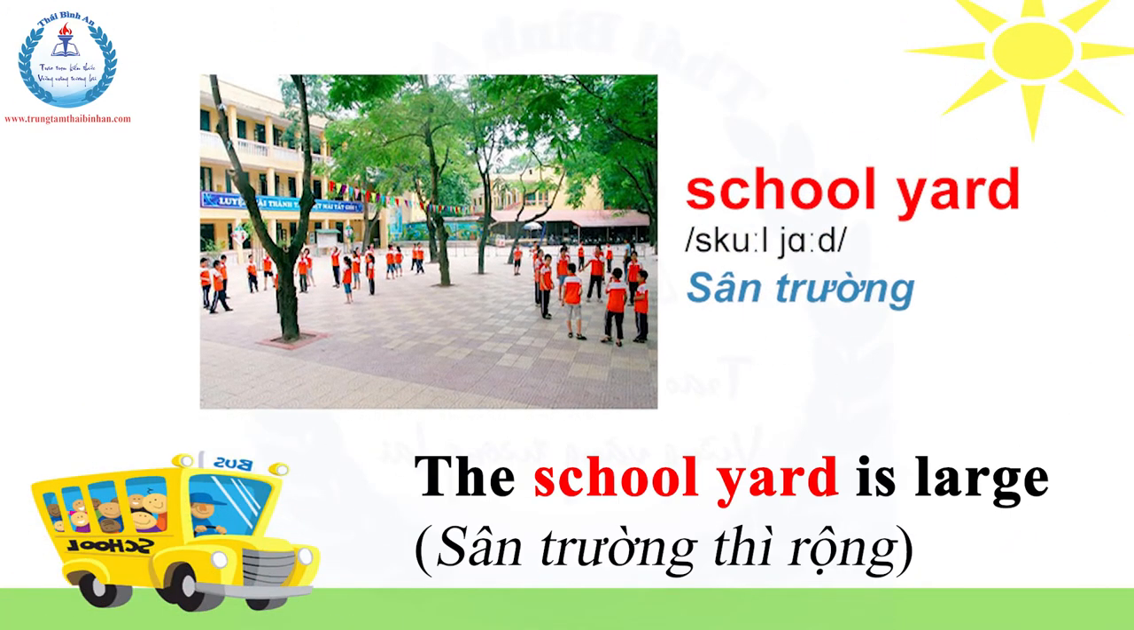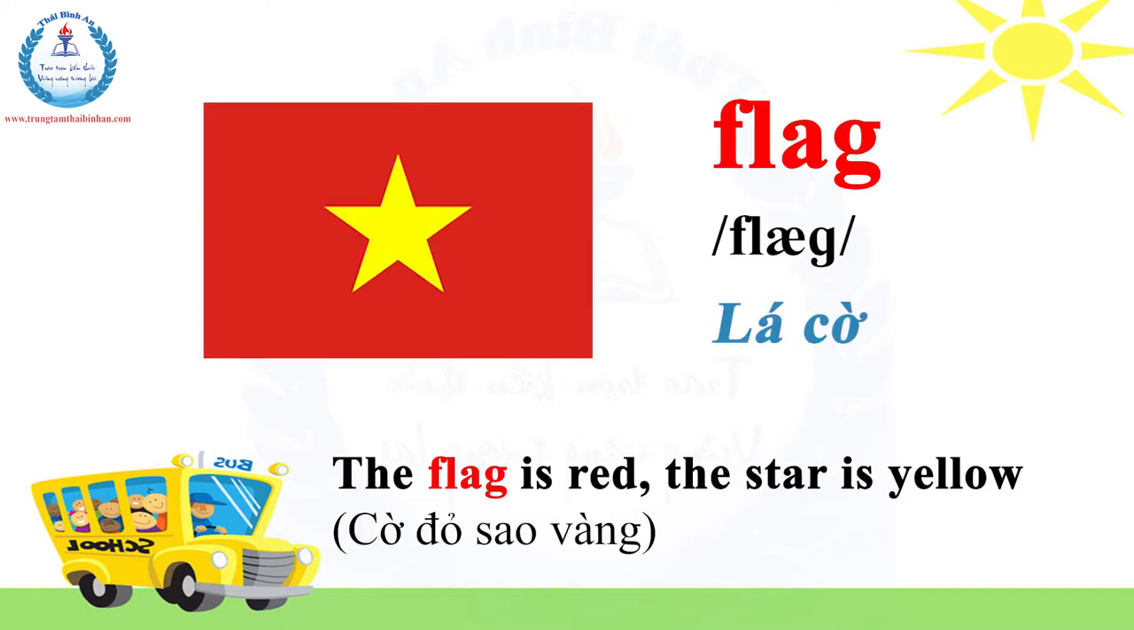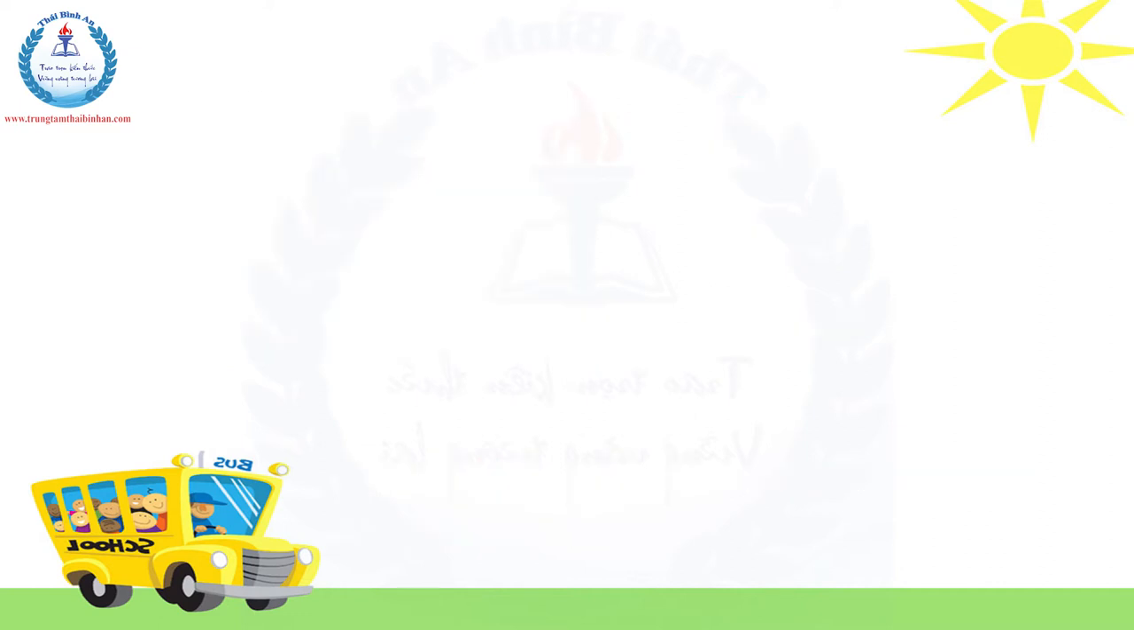Sân trường. School yard. The school yard is large. Đồng phục. School uniform. The school uniform is beautiful. Lá cờ. Flag. The flag is red, the star is yellow.